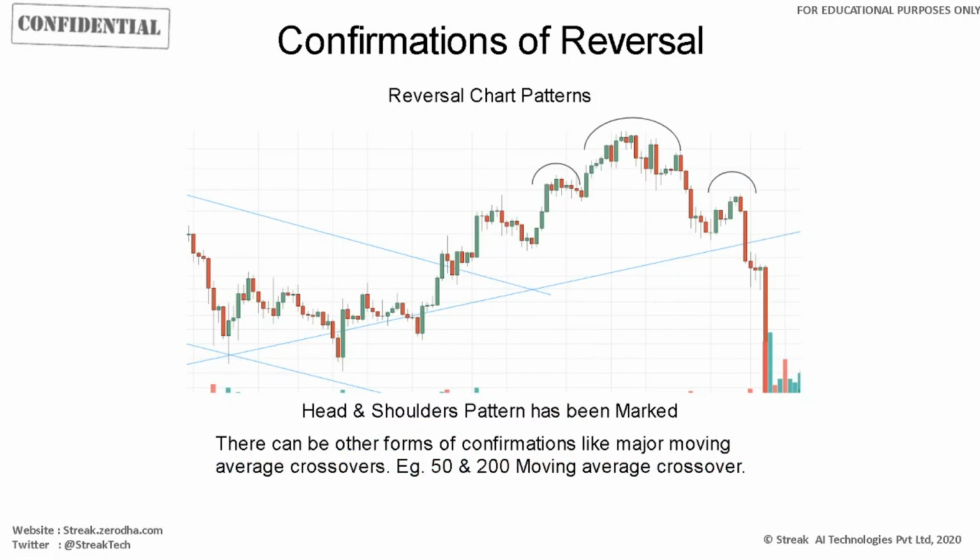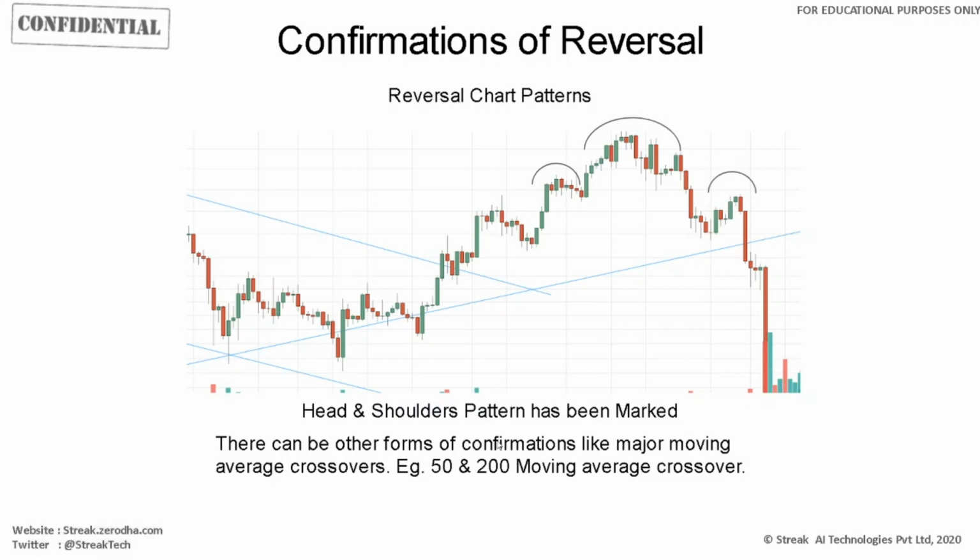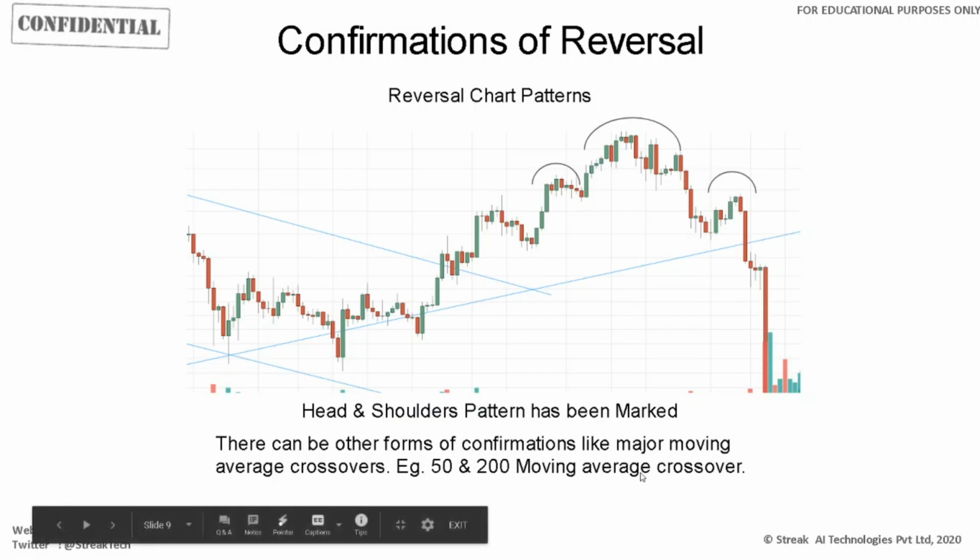Chart patterns, candlestick patterns, trendline breakouts, moving average crossovers. Another way of identifying reversal confirmations is by using moving averages, something known as a golden cross, which occurs when the 50 period moving average crosses above or below a 200 period moving average.